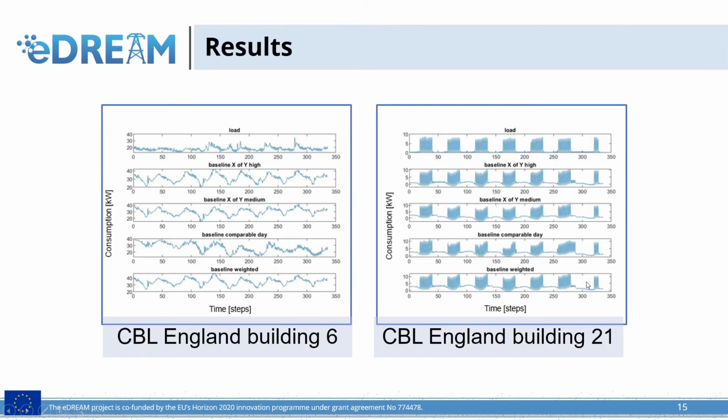And we can see here the different baselines for 2 different buildings in England. At the left is building number 6 and at the right building number 21. In both cases, the first one at the top is the real consumption, and then we have the different baselines for different methodologies. In this project, we compare those different methodologies in order to say which methodology is better than the others.